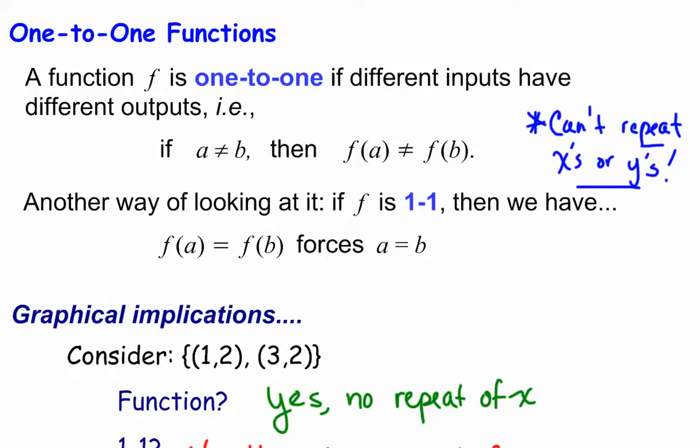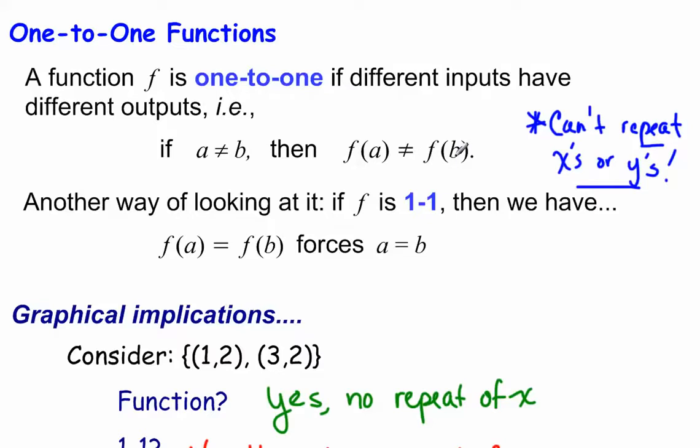One-to-one functions, the simple definition is if I have different inputs, I'm going to get different outputs. Different x's produce different y's. Looking at it using the function notation, if a isn't equal to b, then f of a can't be equal to f of b. And remember, f of anything is just a y value.